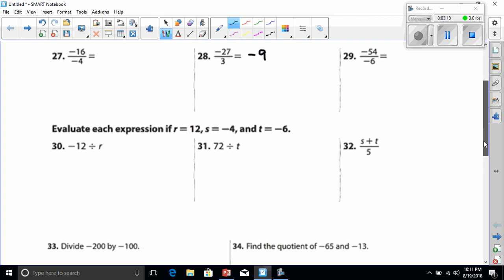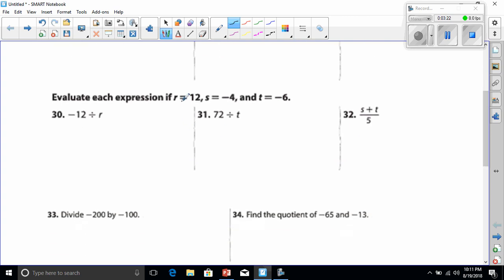Let's go to number 30. It says R will be 12, S will be -4, and T will be -6. We're using substitution in these problems. So in this problem, we really have -12 being divided by R, which is 12. Well, 12 divided by 12, we already know is 1. And a negative divided by a positive will give us a -1.